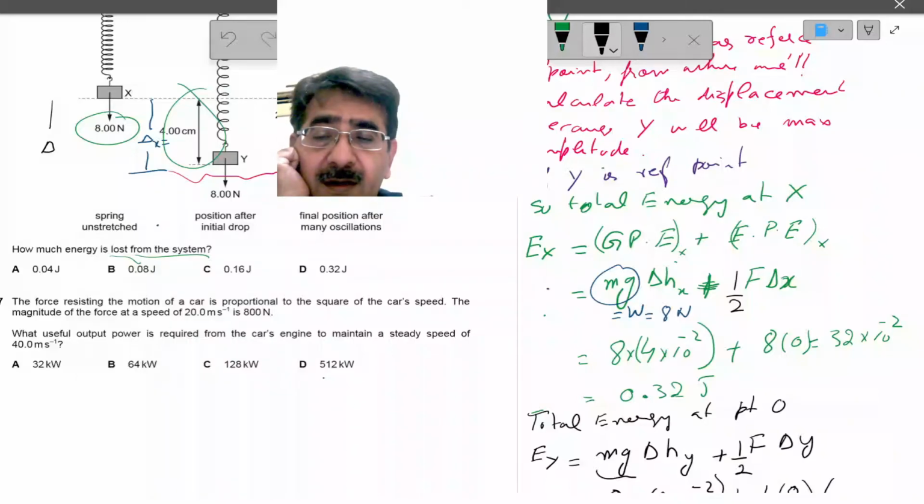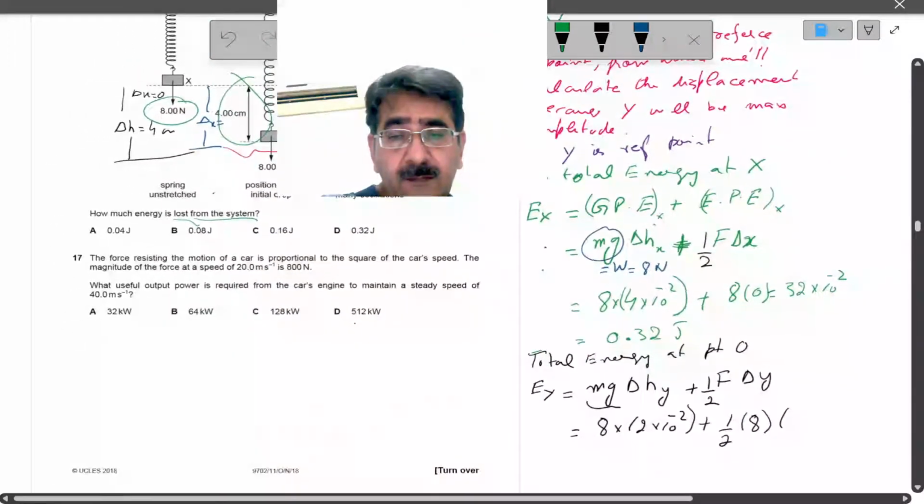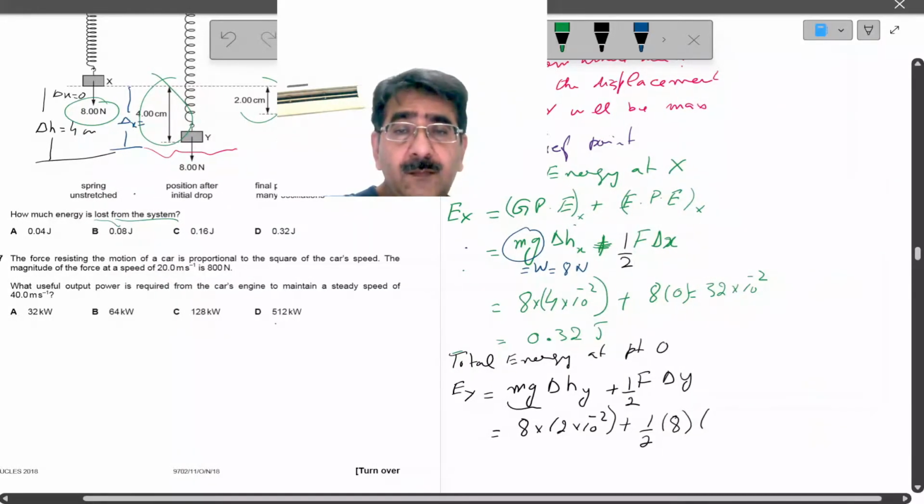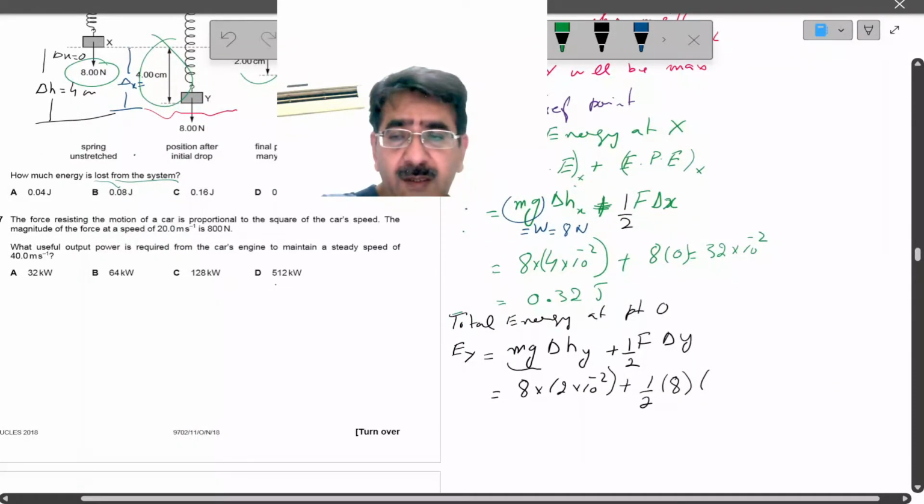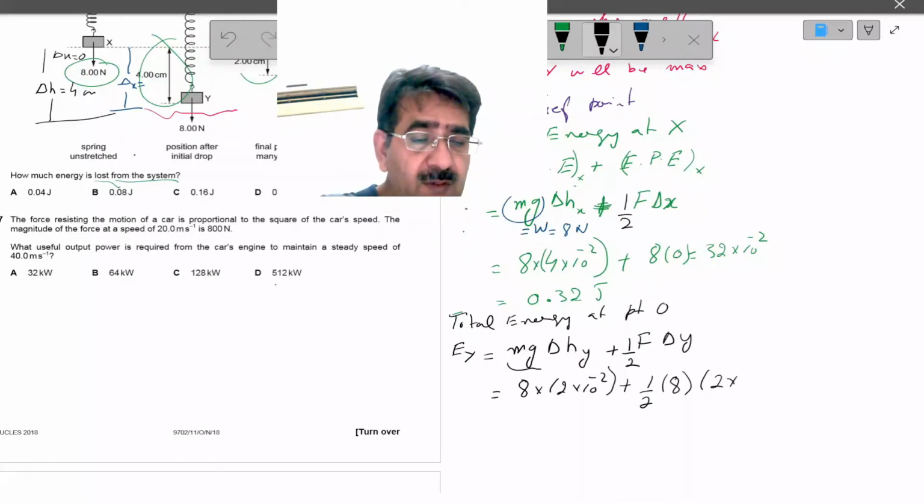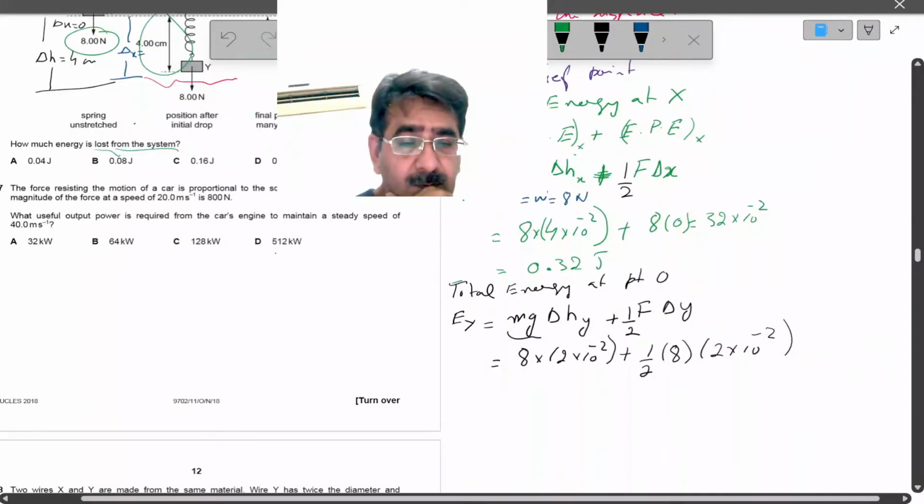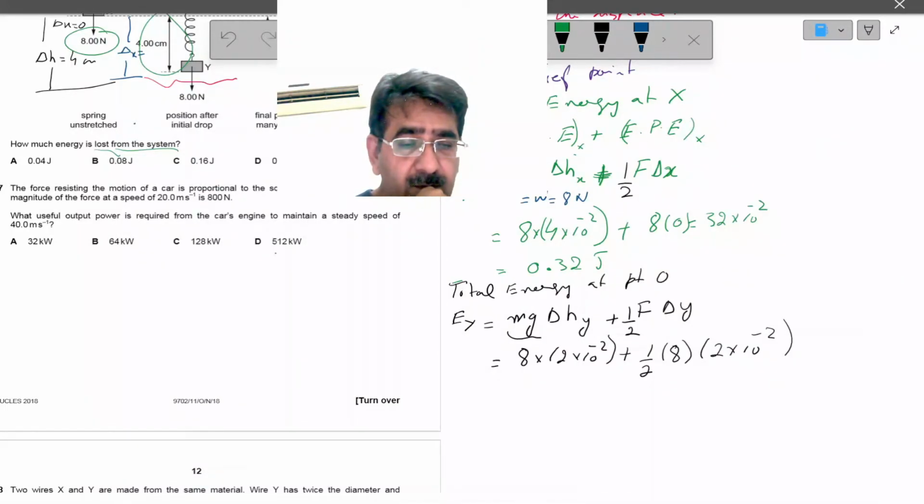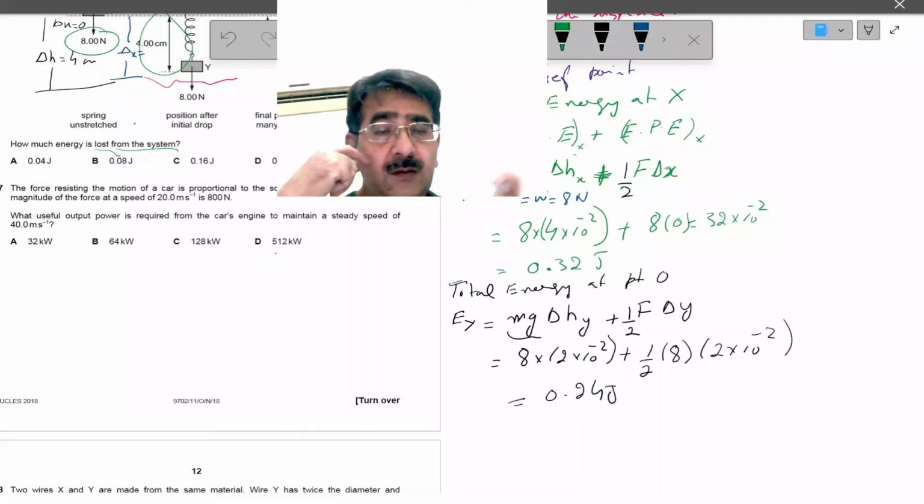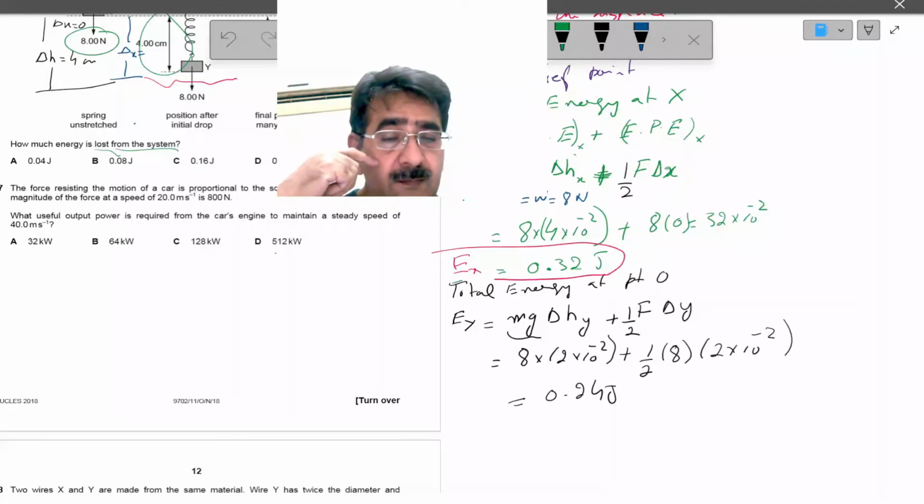Here delta h will be 4 centimeter, and delta x will be 0. Okay, so delta y will be equal to 2 centimeter, 2 times 10 raised to power minus 2. So that will become 0.24 joule. Okay, so EX is this, EY is this.